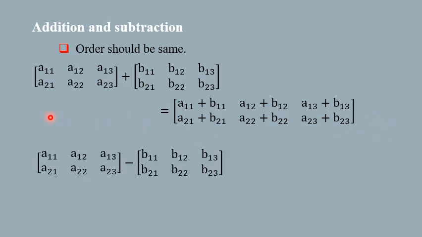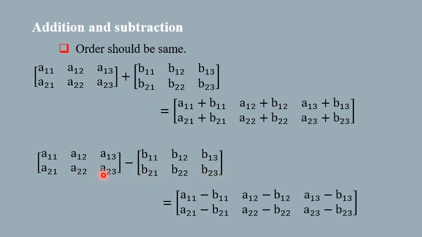Similarly, for subtraction, we subtract B11 from A11, B12 from A12, B13 from A13, then B21 from A21, B22 from A22, and B23 from A23. So the subtraction of these two matrices will be this one, whose order is 2 by 3. So for addition and subtraction of two matrices, their order should be the same.